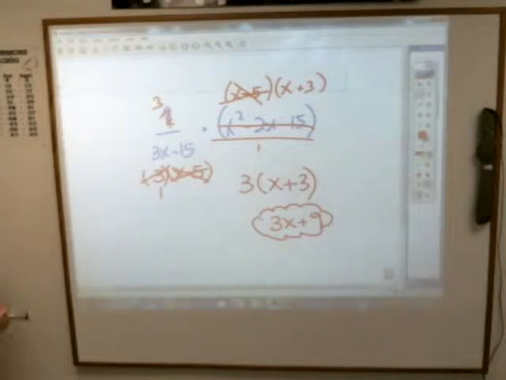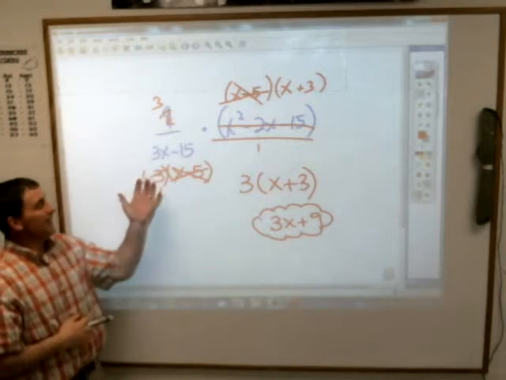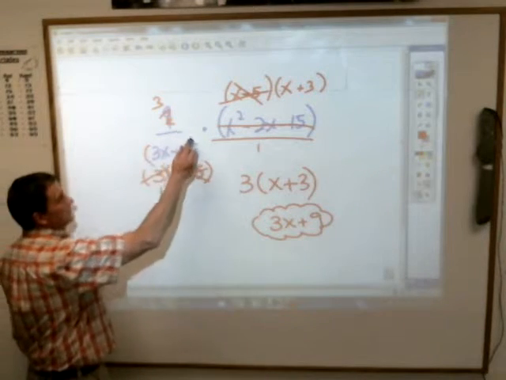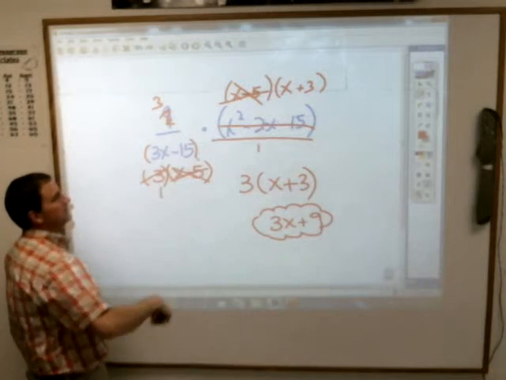But again, let me reemphasize, you have to have them as factors. If they're in parentheses, that's fine. You can put a parenthesis around this and say, oh, did I have a 3x minus 15 up there? No, so I couldn't do it.